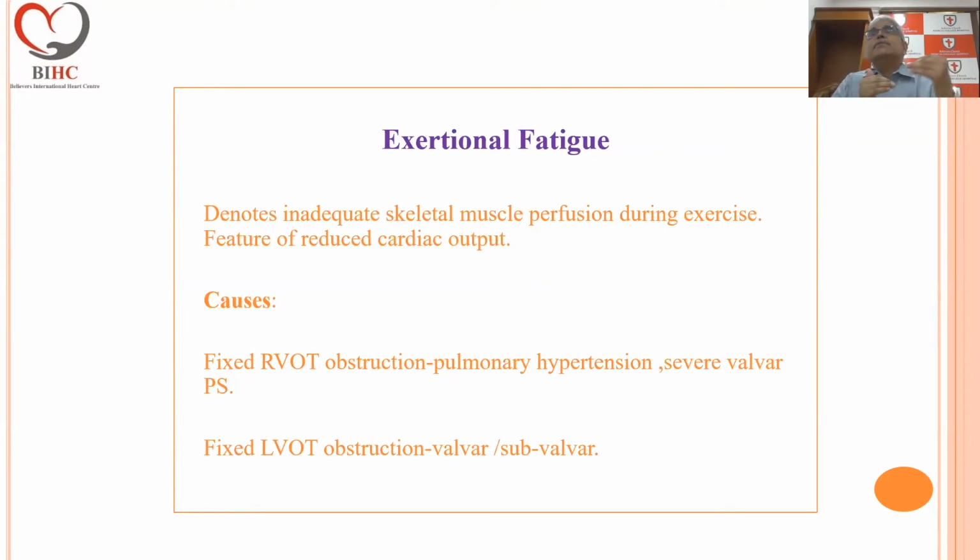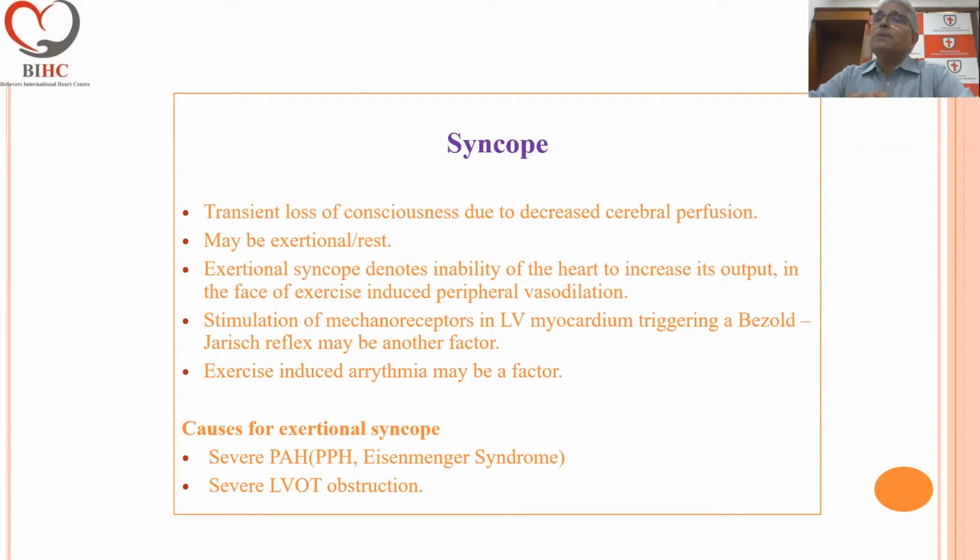On the right side, if there is severe pulmonary hypertension or severe pulmonary stenosis, particularly with right heart failure, and on the left side, if there is severe aortic stenosis or hypertrophic obstructive cardiomyopathy, these are reasons for fixed cardiac output. So they're living on the edge, and when they exercise, they can't increase the output further to supply the exercising muscles. So this is recognized as fatigue. And something more sinister can also happen, which is syncope.